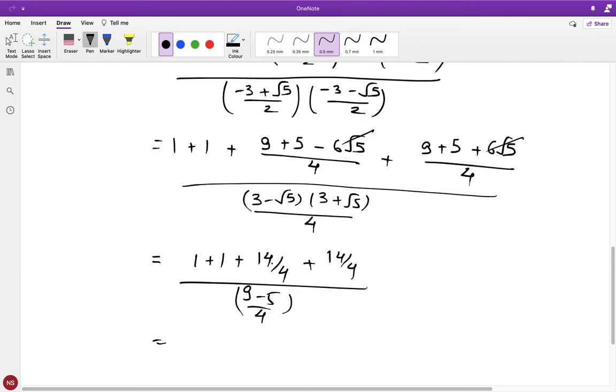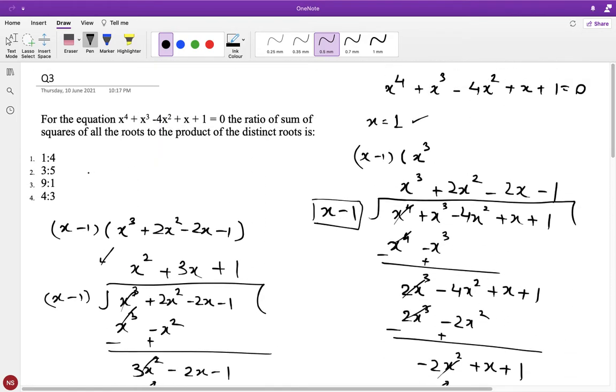14 by 4 is 7 by 2. 1 plus 1 is 2, plus 7 by 2 plus 7 by 2. 4 by 4 is just 1. So 7 by 2 plus 7 by 2 is 7. 7 plus 2 is 9. 9 divided by 1. This is the correct answer.